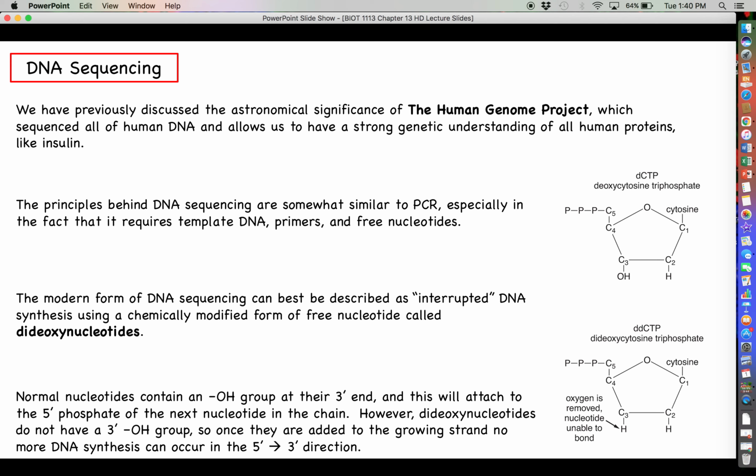So if you incorporate a dideoxynucleotide into a growing strand of DNA, you'll be able to do that. You'll be able to get the 5' phosphate to stick onto the 3' hydroxyl group of the last nucleotide on the growing strand, but you're not going to be able to add anything beyond that, because nothing is going to be able to attach to the 3' end of the dideoxynucleotide because there is no hydroxyl group there. So once a dideoxynucleotide gets incorporated into a growing DNA strand, you're done. You can't grow the strand anymore.